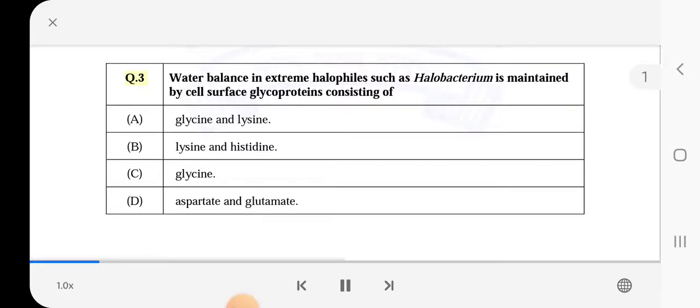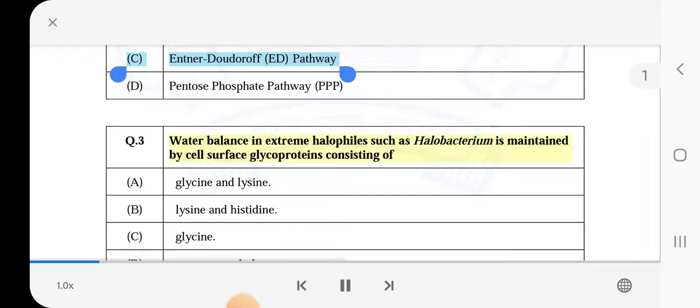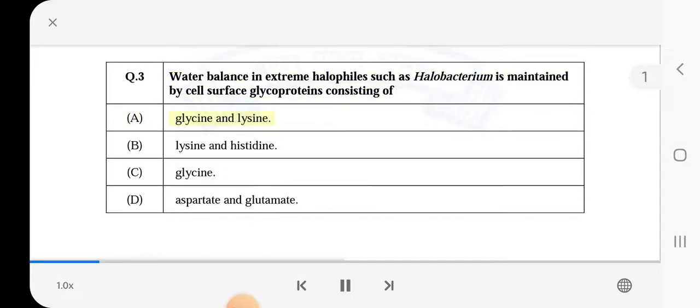Q.3 Water balance in extreme halophiles such as Halobacterium is maintained by cell surface glycoproteins consisting of A. Glycine and lysine, B. Lysine and histidine, C. Glycine, D. Aspartate and glutamate.